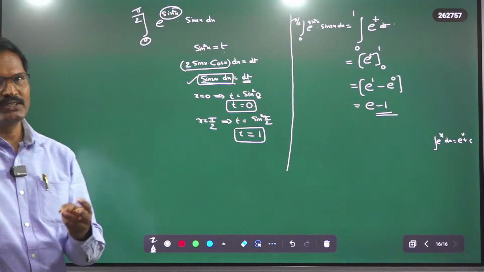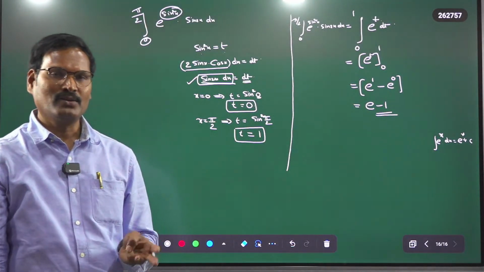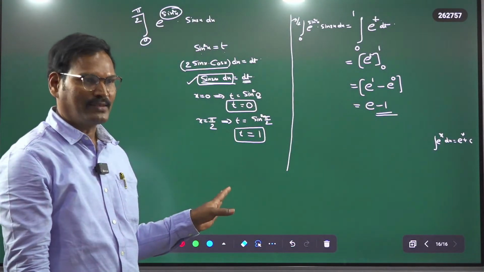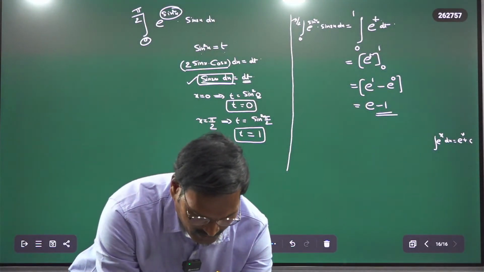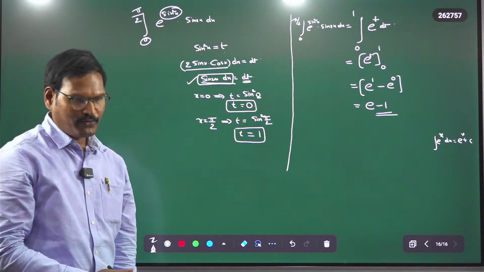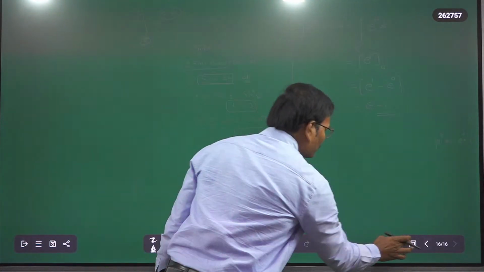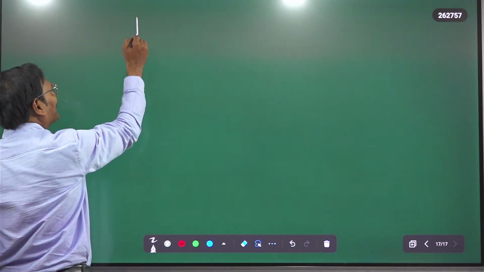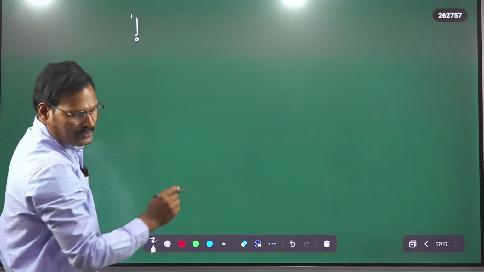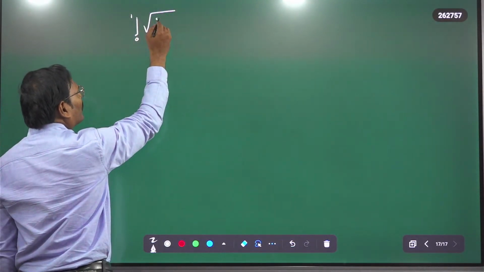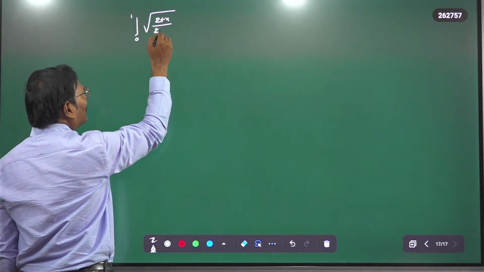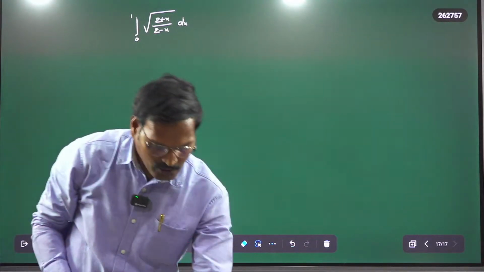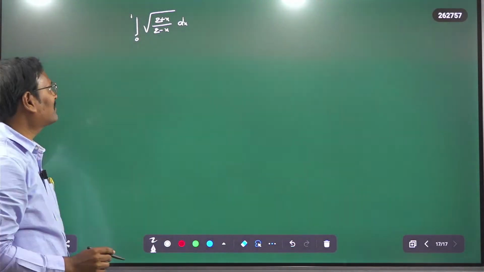So last 3 questions are based on MCET. We can get this type of questions in MCET on basic properties. And in 2024 we got this question. 2024 MCET: integral 0 to 1 under root of 2 plus x by 2 minus x dx.